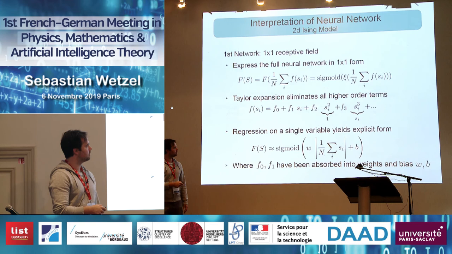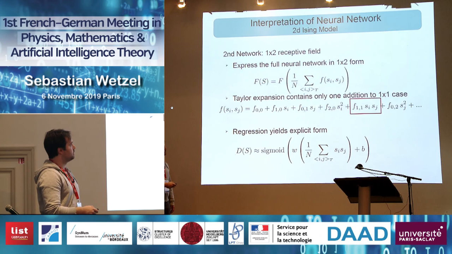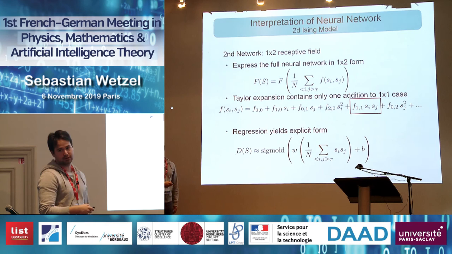So, if we go back to this point, we found two steps where the neural network loses information. One is from the magnetization to the baseline, and one is from the 1 times 2 receptive field size to the 1 times 1 neural network. So far we have examined the 1 times 1 neural network. If we examine the 1 times 2 neural network and do exactly the same Taylor expansion, we also find that the neural network can be expressed in terms of very few parameters.